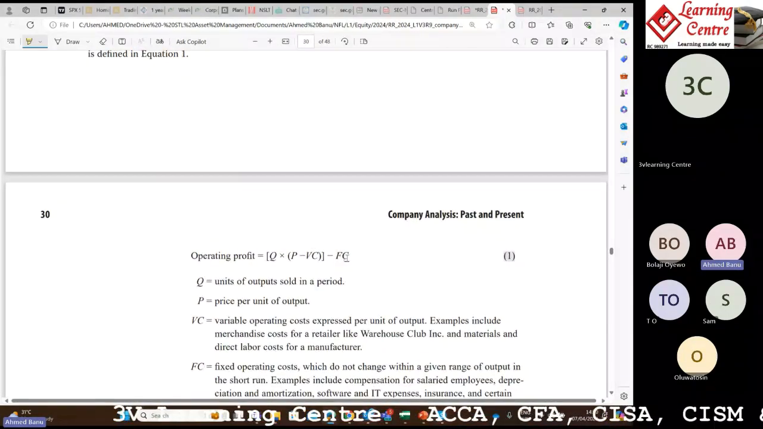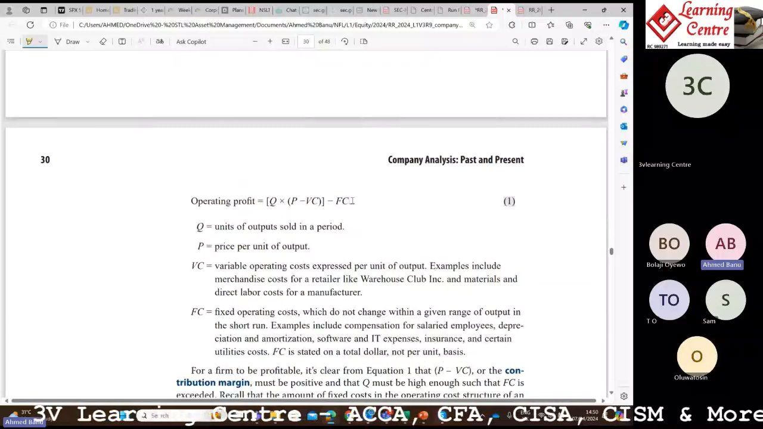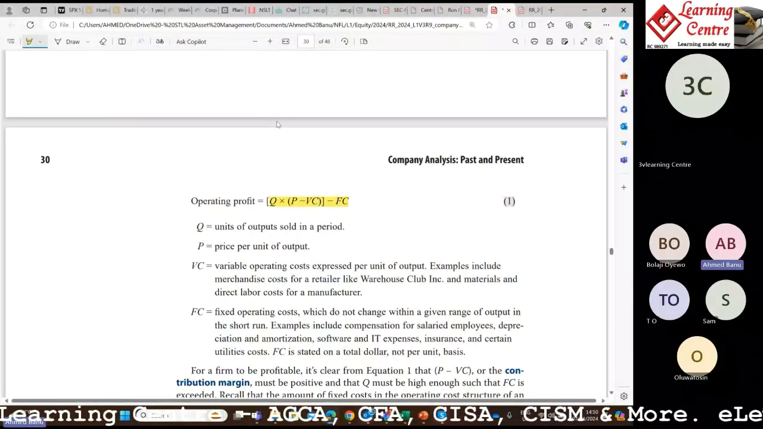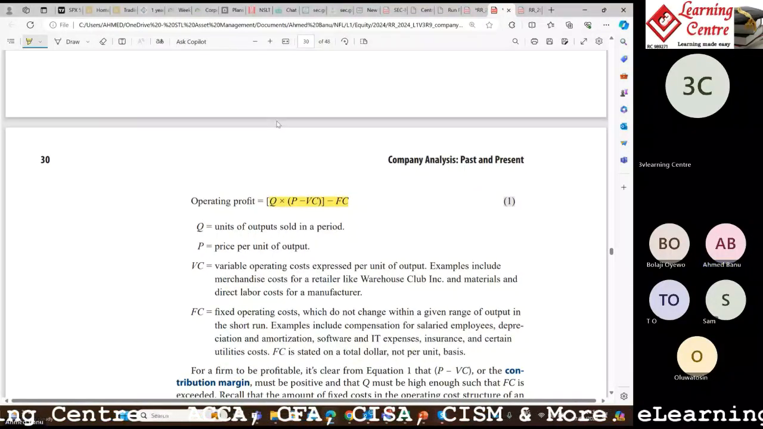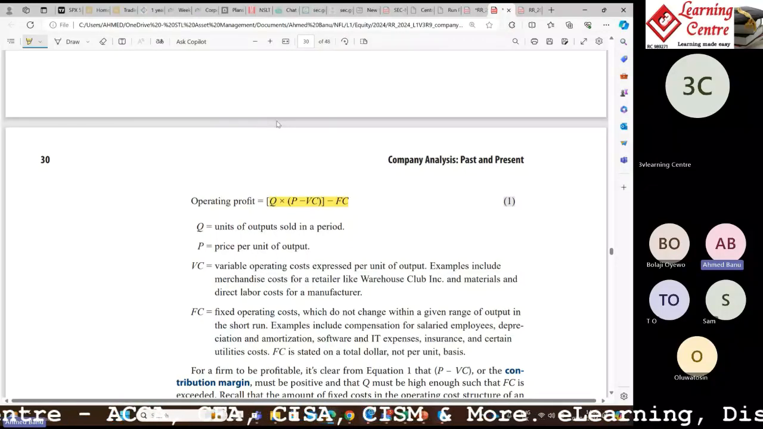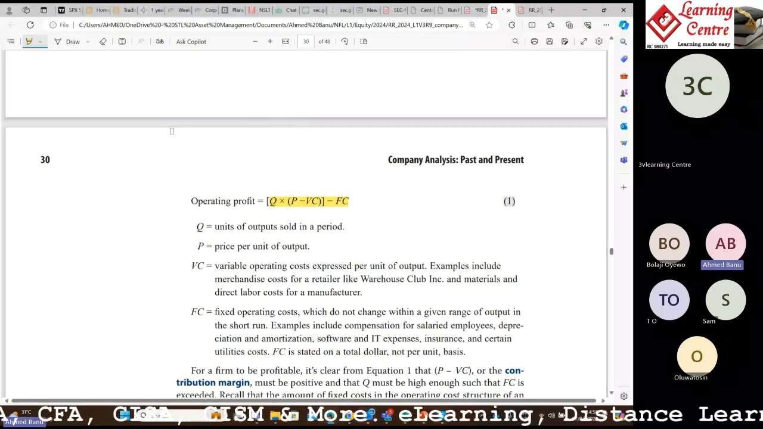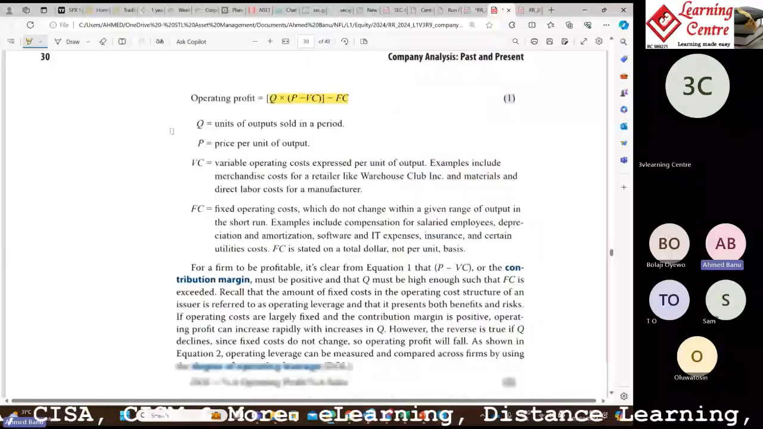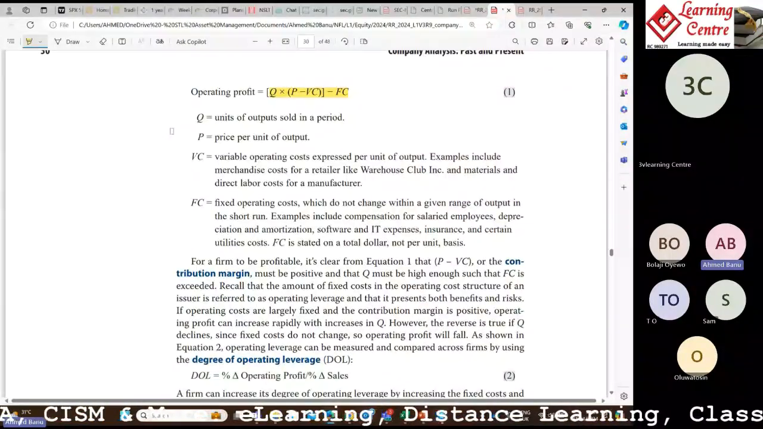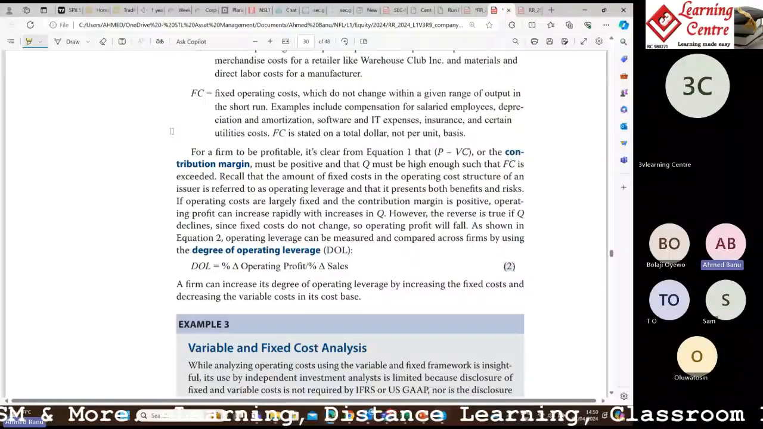Using a fixed and variable cost classification, operating cost is defined in equation 1. Apologies, this is your operating profit. So operating profit is your price minus variable cost, multiplied by quantity, minus fixed cost. Like I said, you've done that in your corporate finance.